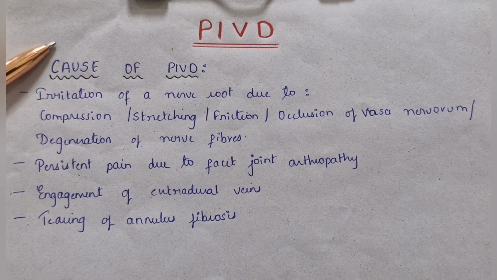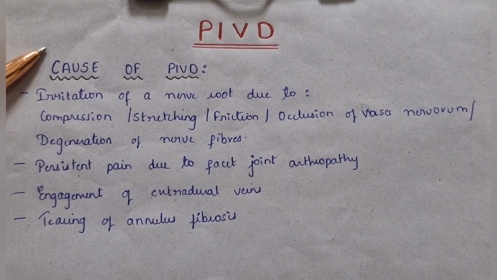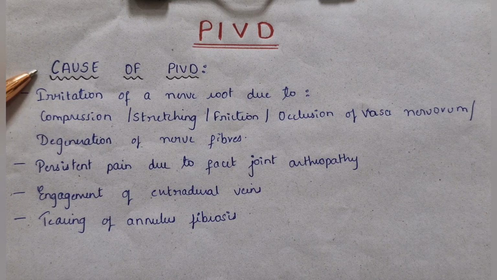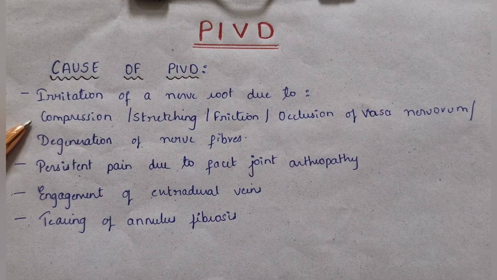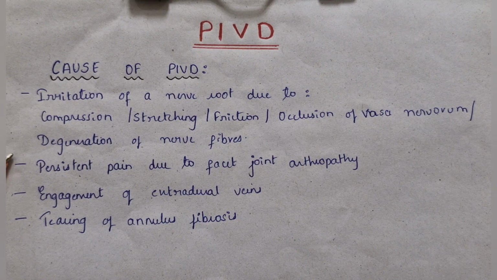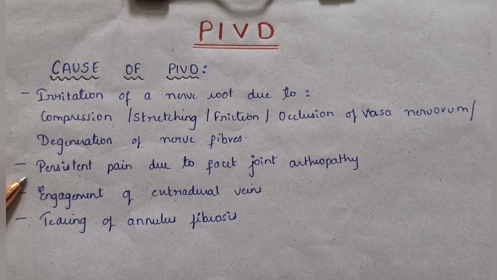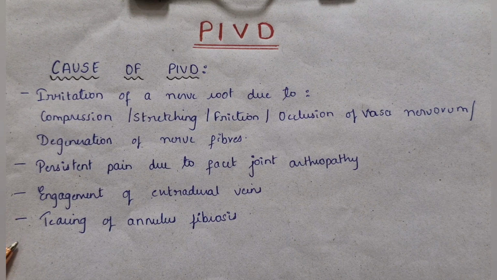PIVD, also called prolapsed intervertebral disc. The cause of PIVD includes irritation of a nerve root due to compression, stretching, friction, or occlusion of the vasa nervorum, or degeneration of the nerve fibers. Other causes include persistent pain due to facet joint arthropathy, engagement of extradural veins, and tearing of annulus fibrosis.